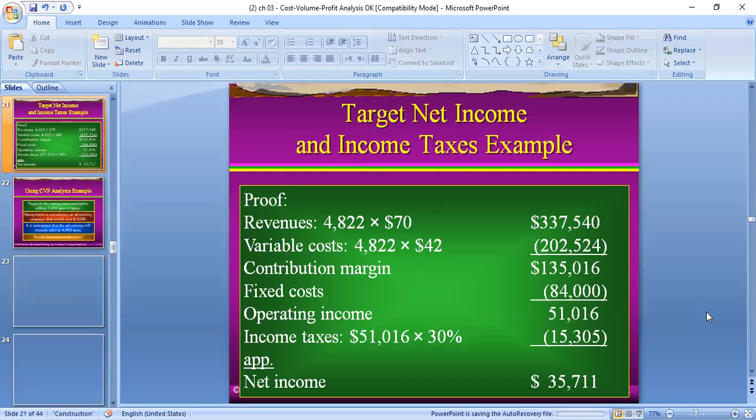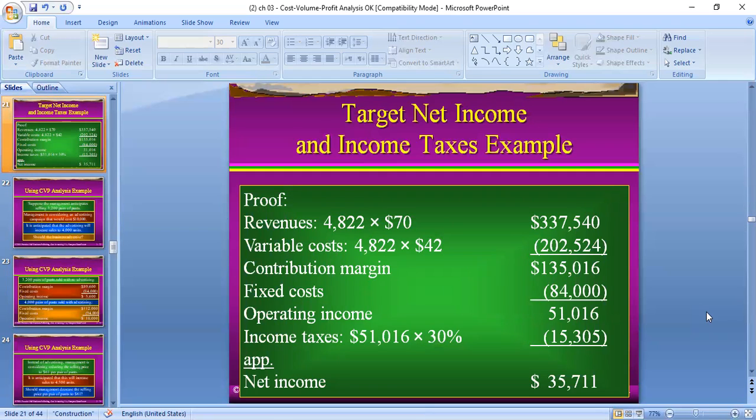To prove it: revenue is 4,822 times 70, variable cost is 4,822 times 42, which gives the contribution margin, minus fixed cost of 84,000, gives operating income of 51,016. If deducting income tax of 30% from 51,016, it gives net income of 35,711. That is the needed net income.